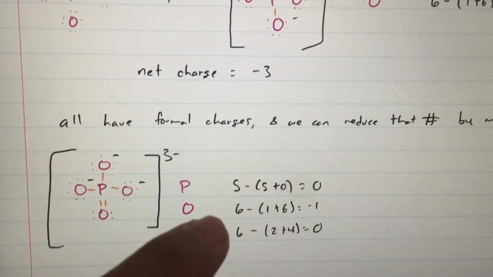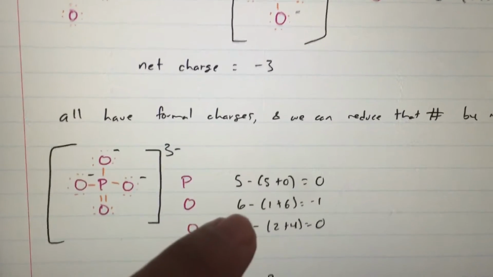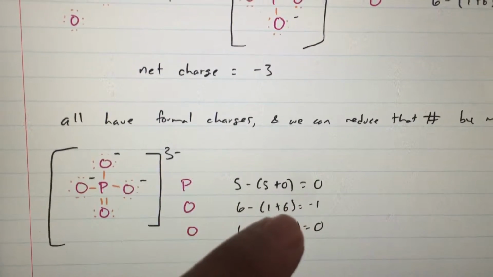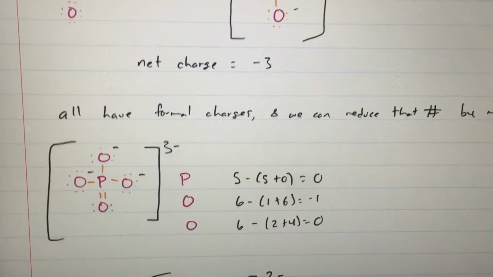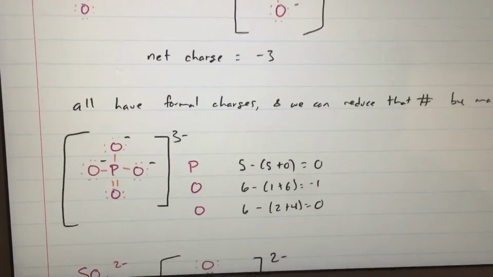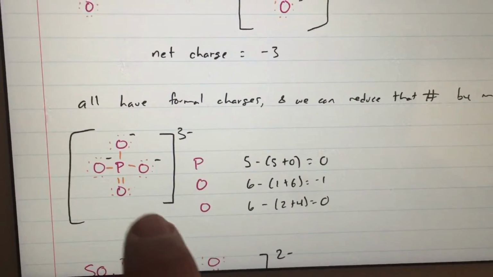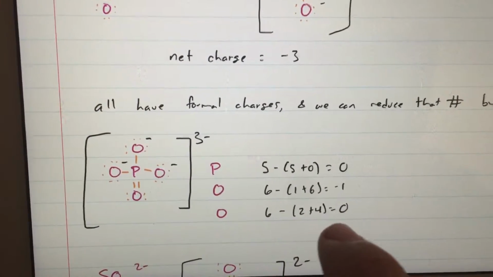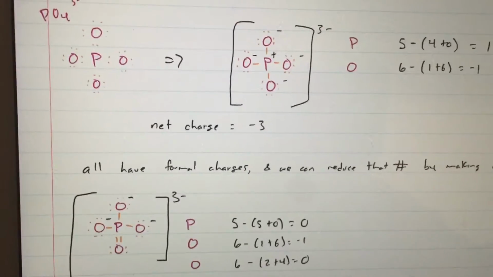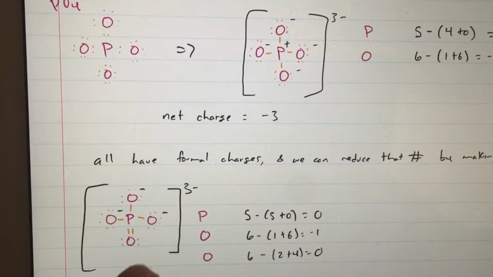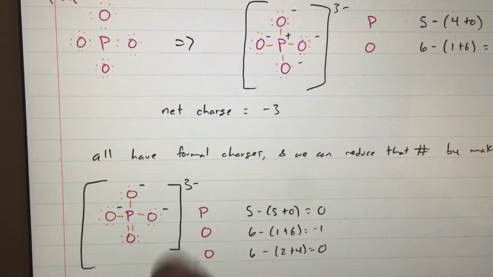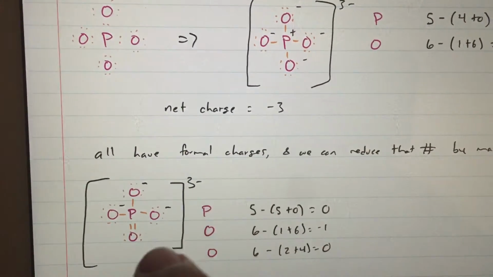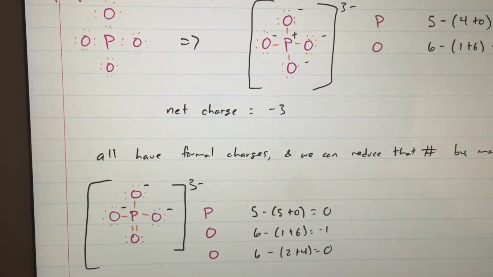The oxygens without the double bond stay the same as before. They just have 1 bond and 6 extra electrons, which gives you -1. But then that last oxygen with a double bond has 6 valence electrons, 2 bonds and 4 extra electrons, that's 0. So if we compare the two, this Lewis structure up here has 5 elements with a formal charge, but this one down here has 3. So the Lewis structure down here is the best way to draw it.